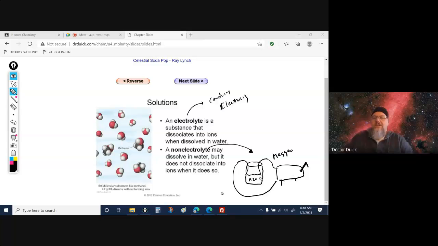And if you crank this thing, and if this is pure water, so it's distilled, H2O, this will not conduct electricity because there's no electrolytes in it. There's nothing to actually transmit the current.